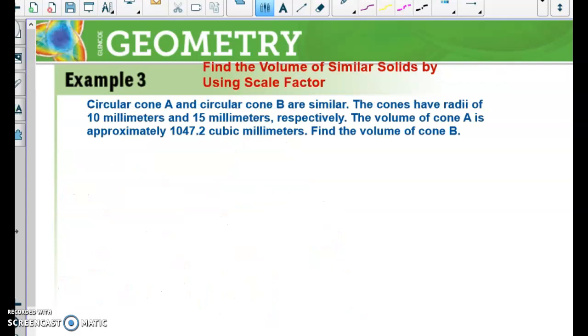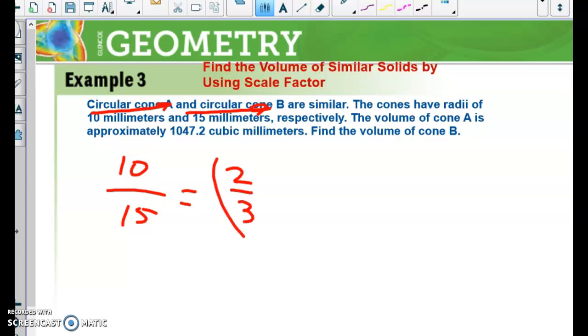We have a cone A and cone B are similar. The cones' radii are 10 and 15 respectively. That respectively means the A is the 10 and the 15. They stay in the same order. The volume of A is approximately 1047.2. Find the volume. So they give us a length ratio of 10 to 15. I'm going to simplify that before I do any cubing. Dividing by 5 gives me 2/3. To get the volume ratio, I need to cube that. So 8 is to 27.